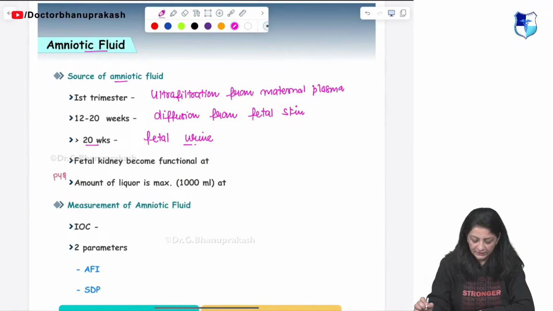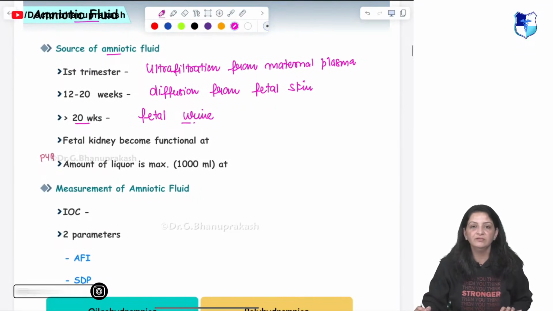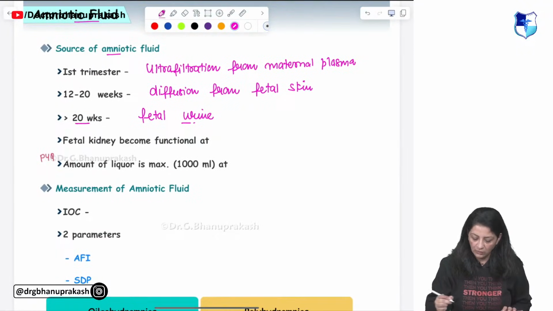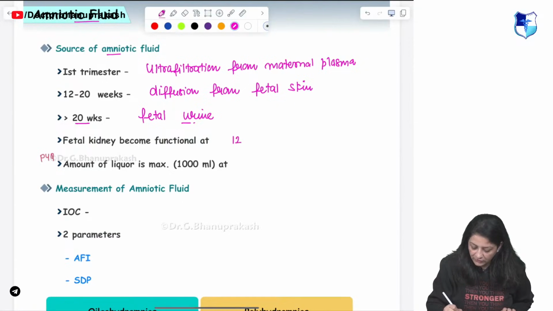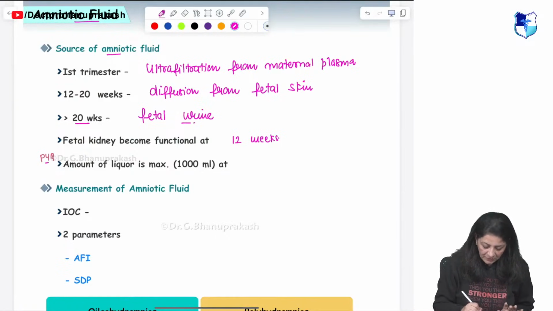Clear? So the fetal kidney becomes functional at around after 12 weeks of pregnancy. So this is the PYQ.